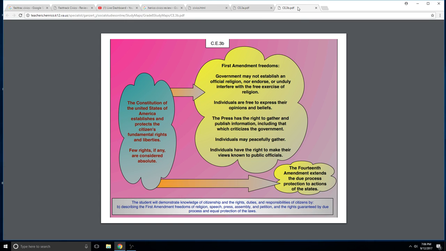Alright, so the other part is the First Amendment. So see First Amendment up here. And there are 5 freedoms that go with it. First one is freedom of religion, freedom of speech, freedom of press, freedom of assembly, and freedom of petition.